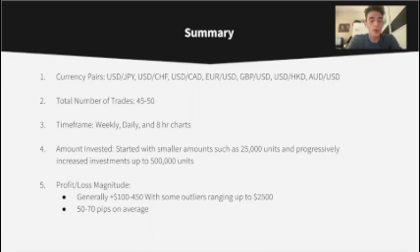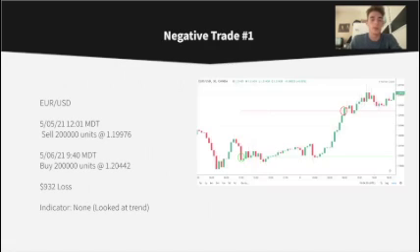Profit and loss magnitude, generally we made a profit of $100 to $450, although there were some outliers ranging up to $2,500 as well. And in terms of pips, it was about a 50 to 70 pip profit. So now I'm going to talk about a few negative trades and a few positive trades.